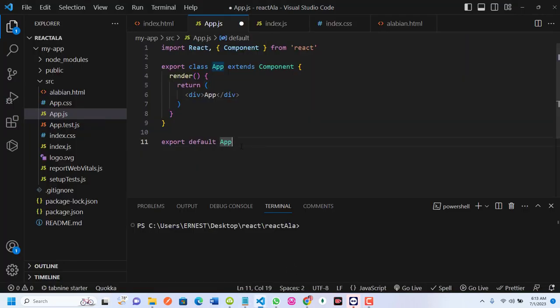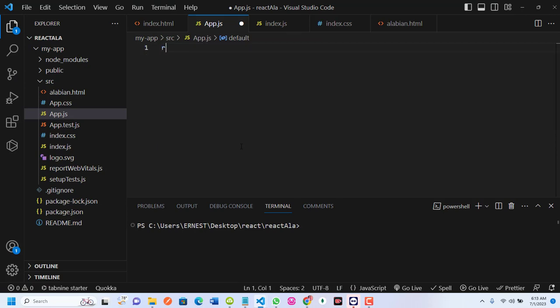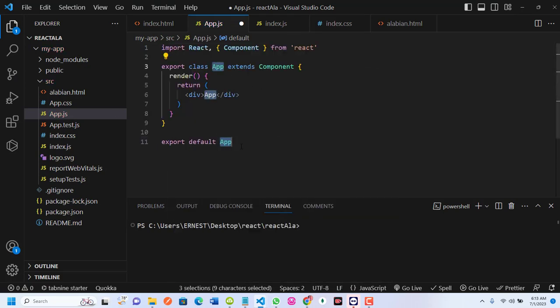Now let me take away everything and get the class-based component. This is how the class-based component looks. It uses JavaScript ECMAScript 6 and class structure. You can see that this component App is extending Component. It has a render method which is returning HTML. Actually, this is not HTML, this is JSX, which you have learned previously. So this is the structure of a class-based component.